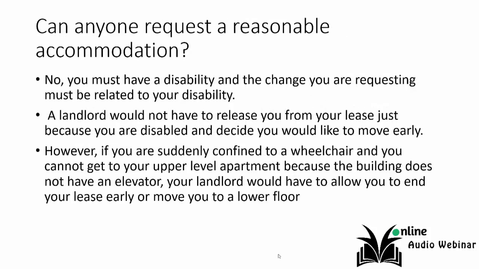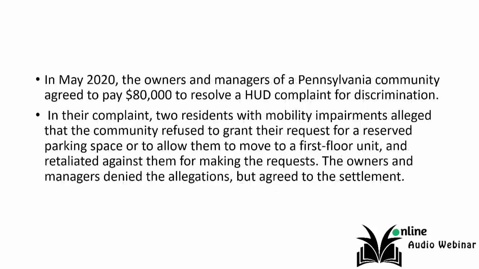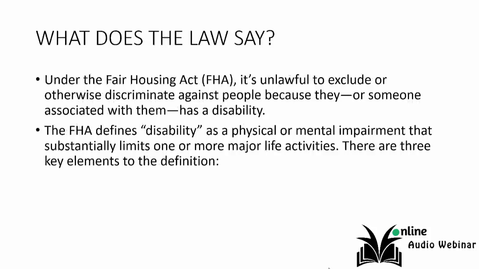You have to have a disability, and a landlord would not have to release you from your lease just because you are disabled. To make a request, the resident has to meet the definition of disability. In May of 2020, the owners and managers of a Pennsylvania community agreed to pay $80,000 to resolve a HUD complaint for discrimination. Under the Fair Housing Act, it's unlawful to exclude or otherwise discriminate against people because they or someone associated with them has a disability.